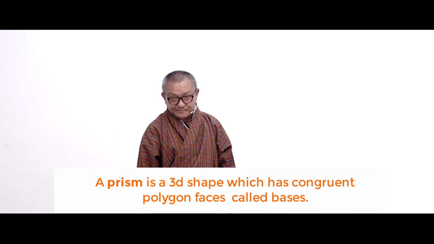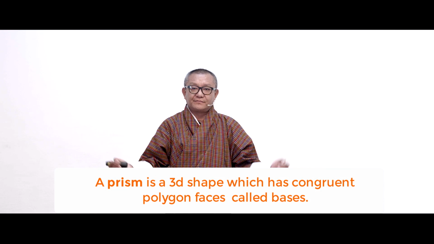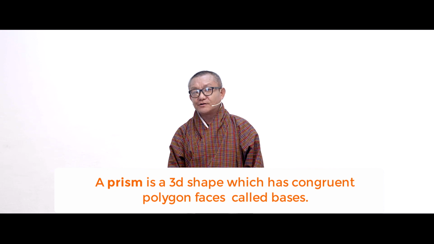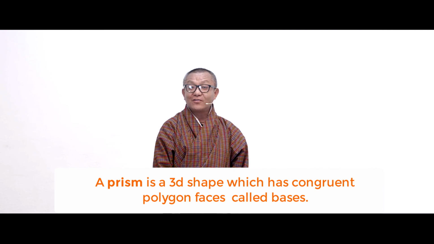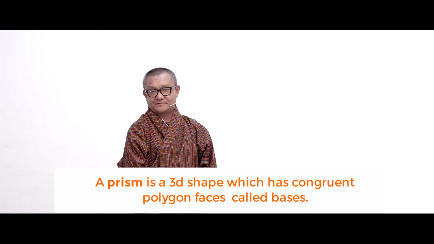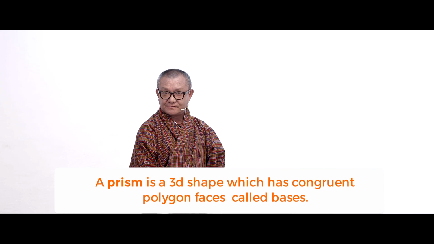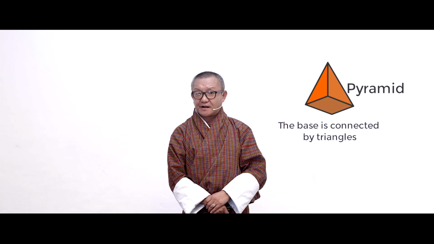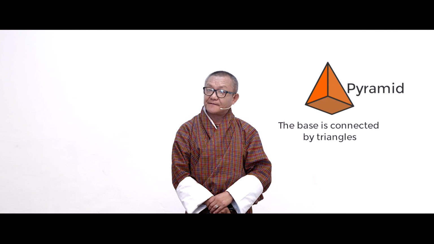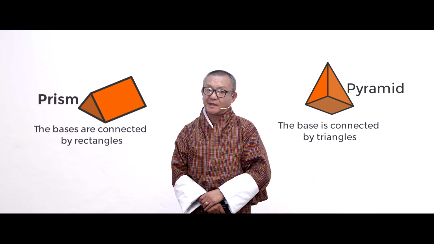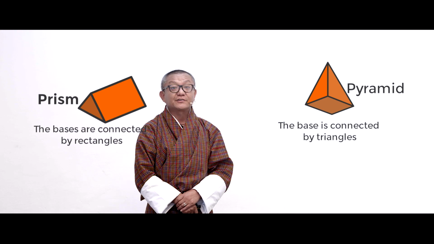In a simple word, a prism is a 3D shape which has congruent polygon faces called bases. The bases are connected by rectangles. Okay? In pyramid, the base is connected by triangles. In prism, the bases are connected by rectangles.